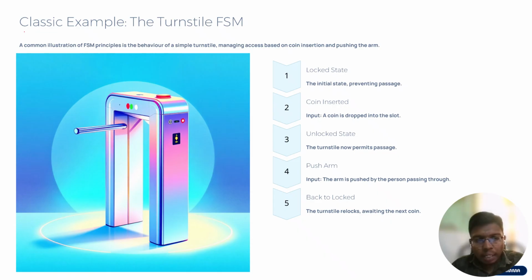So next we can discuss a classical example for finite state machines. The turnstile FSM, a common illustration of FSM principles, is the behavior of a subway turnstile, managing access based on inserting coins and pushing the arm.